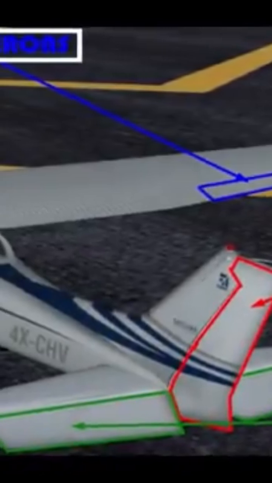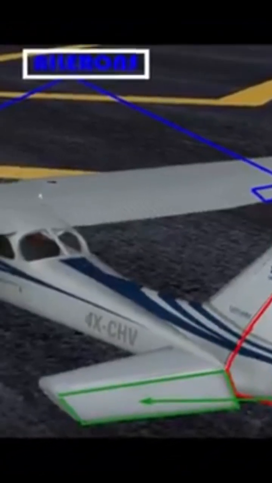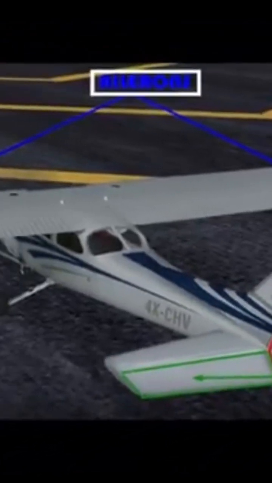Let's nail down aircraft primary flight controls once and for all. Aircraft flight control systems consist of primary and secondary systems. The ailerons, elevator, and rudder constitute the primary control system and are required to control an aircraft safely during flight.